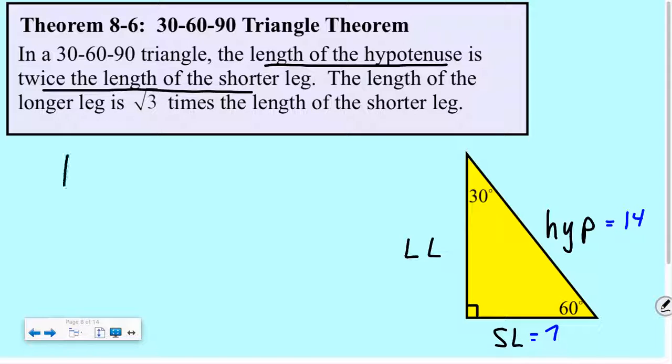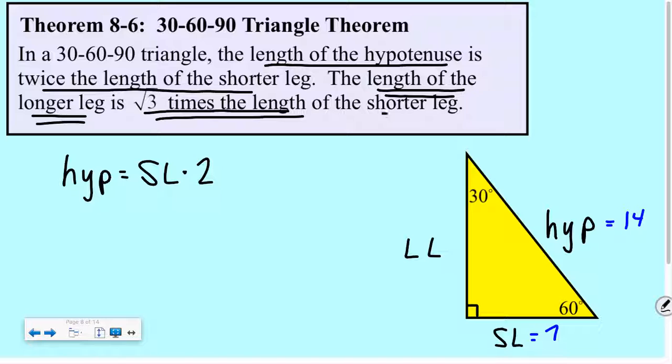When I write it out though, maybe you want to write it this way too. I always say the hypotenuse equals short leg times 2. I think yours has 2 times the short leg, but either way it works. So the first part of your theorem: the hypotenuse is twice the length of the short leg. The second one says the length of the longer leg is the square root of 3 times the shorter leg. So if my shorter leg is 7, then I'm going to take this times the square root of 3.